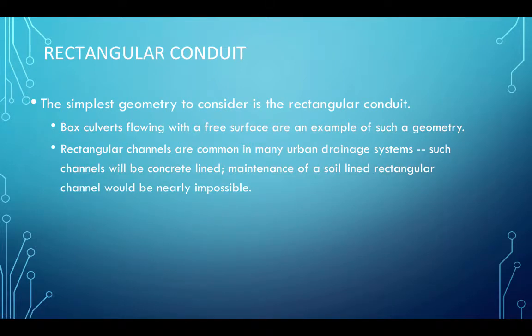We'll start with the rectangular conduit. Examples of actual rectangular conduits are box culverts flowing with a free surface. Rectangular channels are quite common in many urban drainage systems. Such channels will have to be concrete lined because maintenance of a soil-lined rectangular channel would be nearly impossible. The angle of repose of the soil would be unsatisfactory and it would fall into the channel.